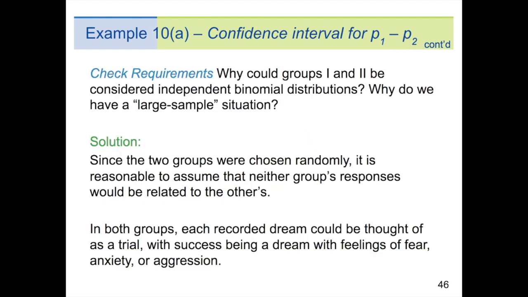Why could groups 1 and 2 be considered independent binomial distributions? Why do we have a large sample situation? Since the two groups were chosen randomly, it is reasonable to assume that neither group's responses would be related to the other's. In both groups, each recorded dream could be thought of as a trial, with success being a dream with feelings of fear, anxiety, or aggression.